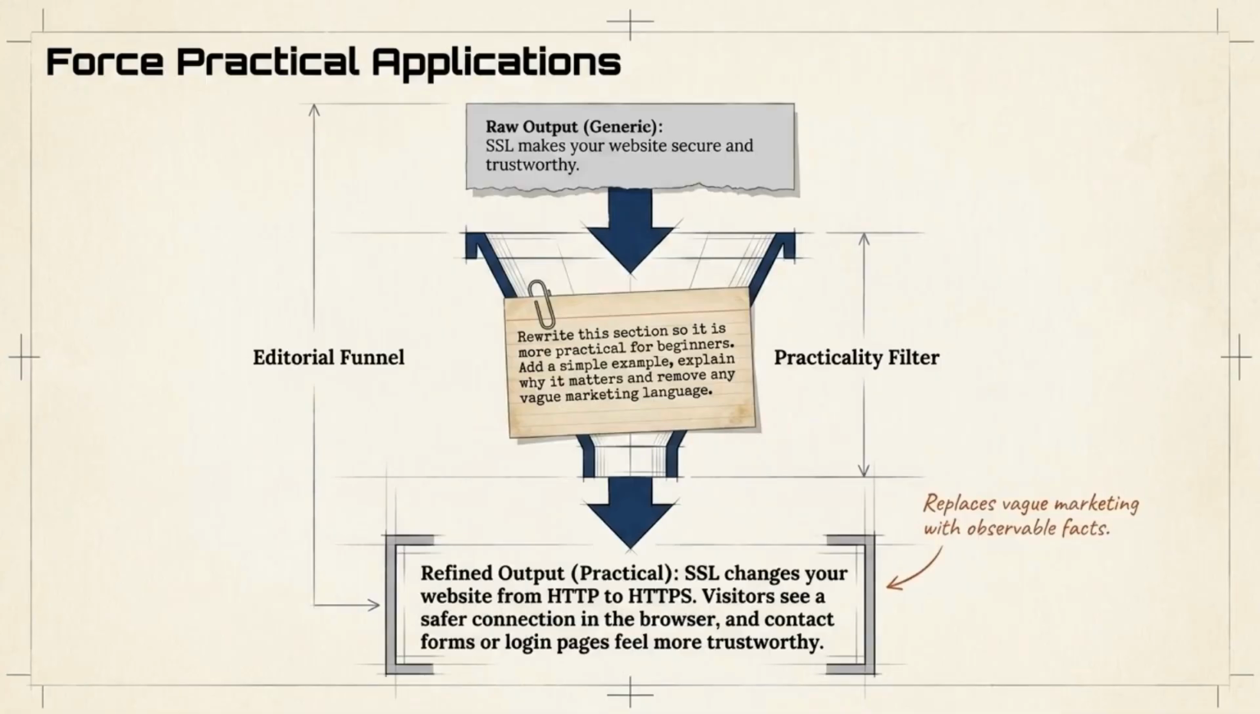Next, we force practical applications. AI often defaults to vague, marketing-like language. We'll use an editorial funnel prompt to refine this, demanding simple examples and replacing abstract claims with observable facts, making the content far more trustworthy.